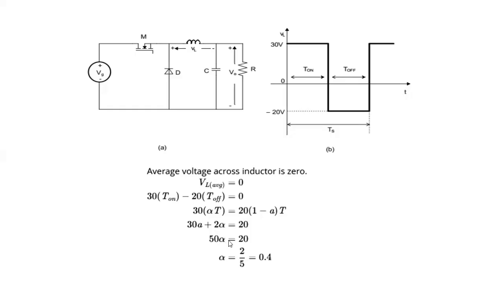So we will get 50 alpha equal to 20. So alpha is equal to 20 by 50. The required answer is 20 by 50, which is equal to 2 by 5, which is equal to 0.4. So the duty cycle is 0.4. Thank you.